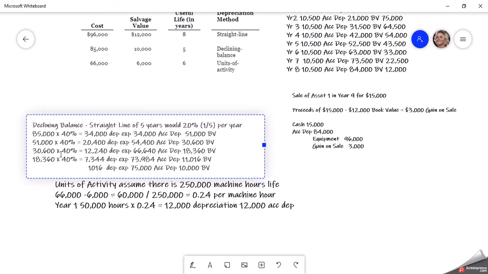Carry that down to the third line, multiply that by 40%, gives me $12,240 of depreciation expense. My accumulated depreciation goes up to 66,640. My net book value goes down to 18,360. Then that will be the number we use to calculate our depreciation expense for that fourth year. So that times 40% gives us 7,344. Add that to our accumulated depreciation balance. Subtract that from our book value.